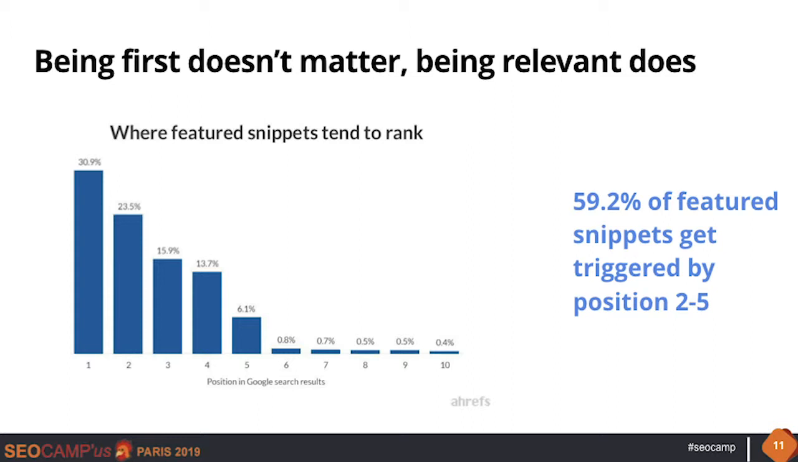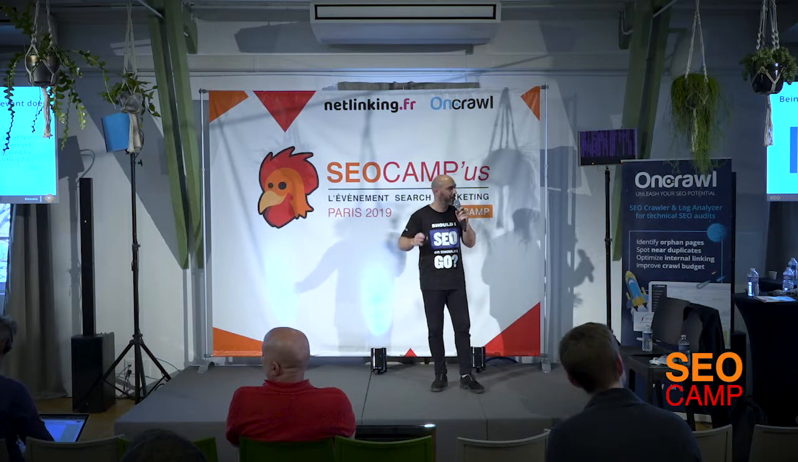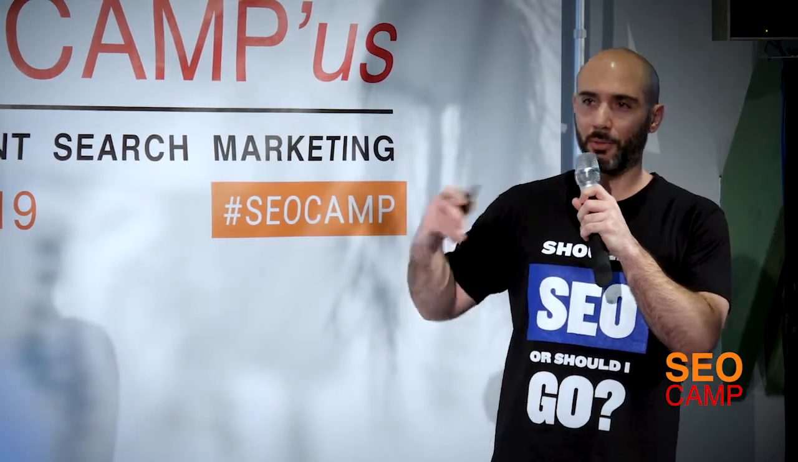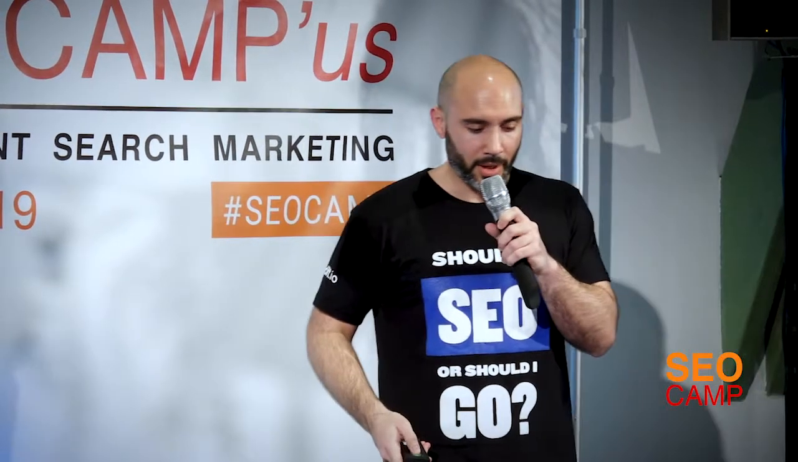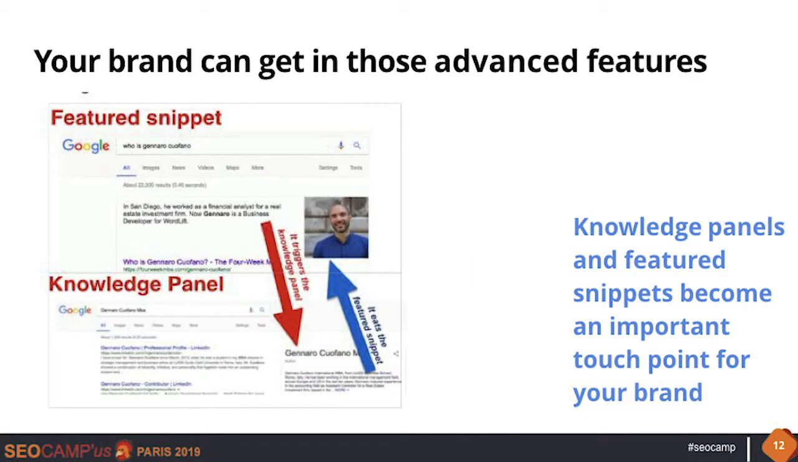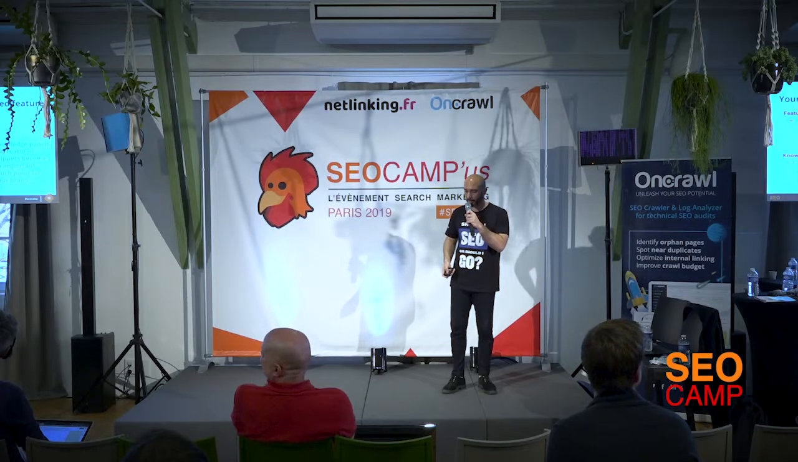Another interesting point, still highlighted by Ahrefs, is that most of the featured snippets, 59.2% of them, are triggered by pages which rank in positions 2 to 5. So you don't need to be first to get a featured snippet. This is very important. A few years back, you needed to be in the first ranking position. That was all that mattered. It's not anymore. It has changed, and you can see it from here. It is also very important for your brand. This is the way I played around with the featured snippet and knowledge panel to get myself featured inside those Google features, which allowed me to gain visibility for my personal brand.